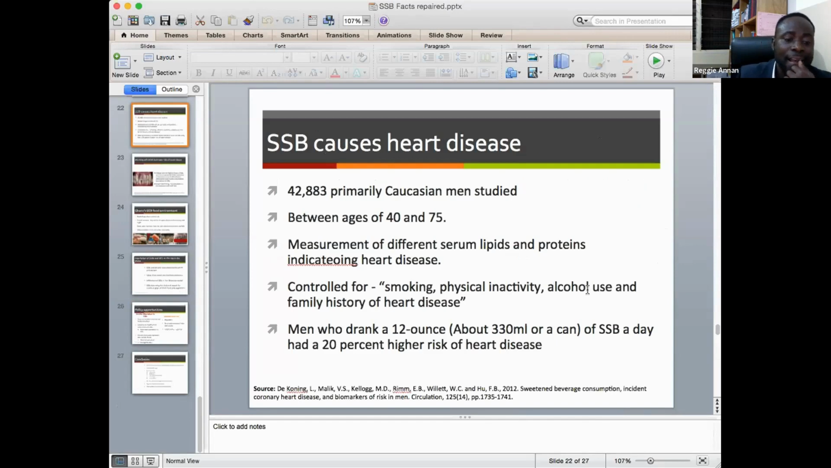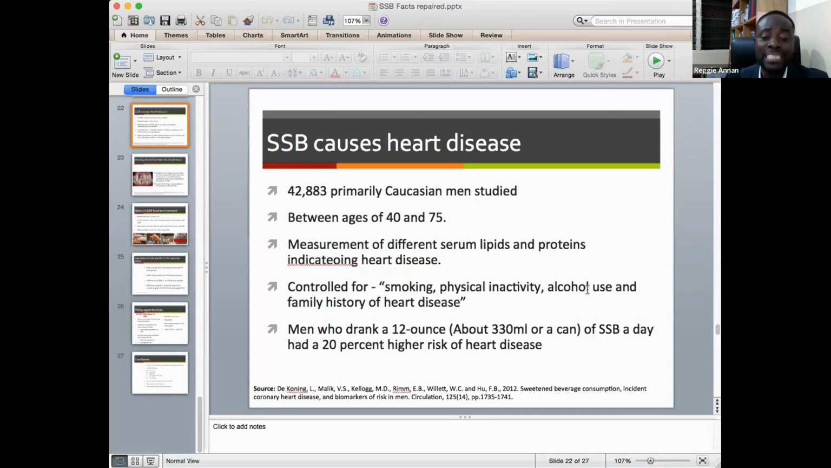in many studies. And just before getting to the end, I want to talk about a study that I picked out to bring the facts that are in the studies. I picked it out because of the largeness of the study that was conducted among about 42,000 primarily Caucasian men between the ages of 40 and 75. And they measured different serum lipids and proteins that were indicative of heart disease and controlled for other factors that are likely to affect heart disease risk, like smoking, physical inactivity, alcohol use, family history of heart diseases, and all that. And they showed that men who drank just 1 can of SSB a day had a 20% higher risk of heart disease.